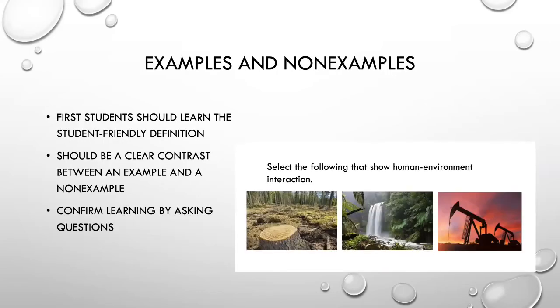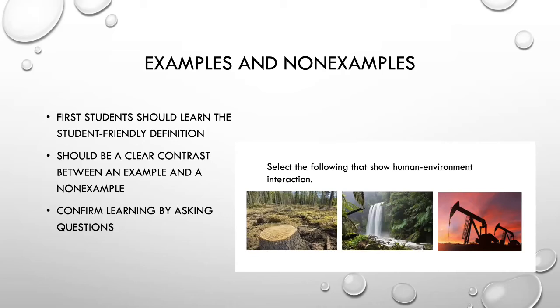The second strategy for teaching vocabulary, in addition and building on to the one that we just talked about, is to use examples and non-examples. This is very relevant to science. What you're really doing here is you're building a concept. So what is that concept and what is not that concept? First, the students have to start out learning that student-friendly definition and maybe even having a discussion about the more complex definition. And then you're going to show a clear contrast between an example and a non-example.